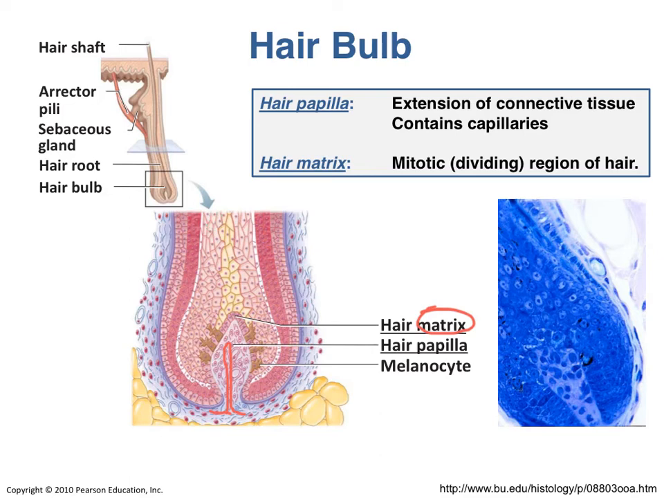And this is the cartoon version. This is the actual histogram version. You can see this paler region, that's the hair papilla. The matrix is this initial layer of cells that are actively dividing. You can also see here melanin deposits giving coloration to the hair. And they're acquired by the keratinocytes, and they stick with the hair as it grows up and out.